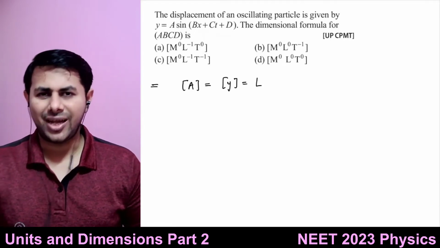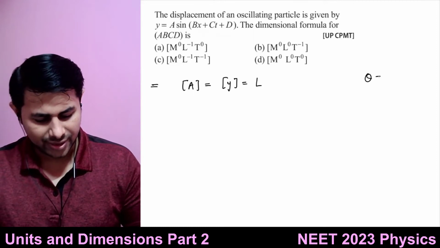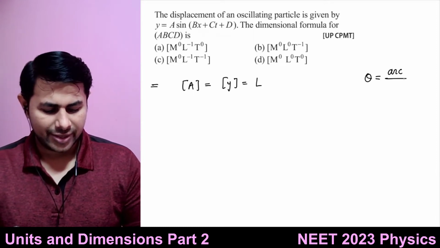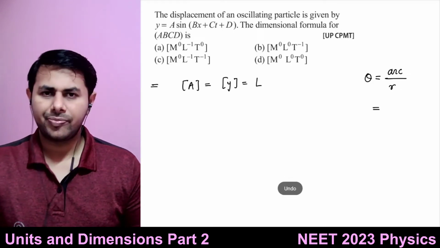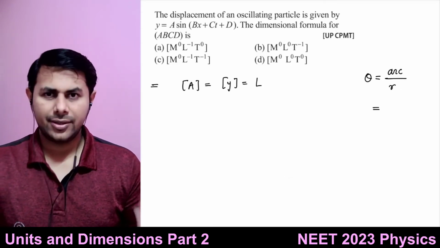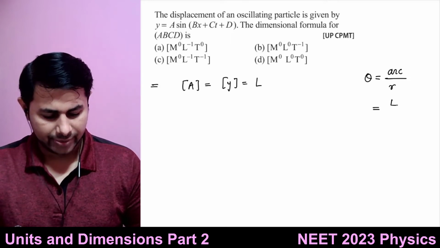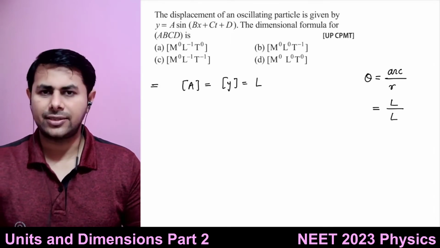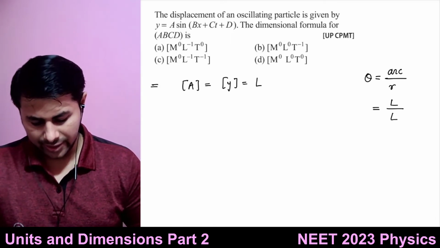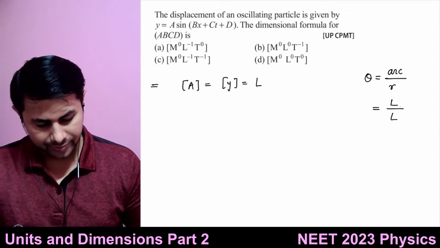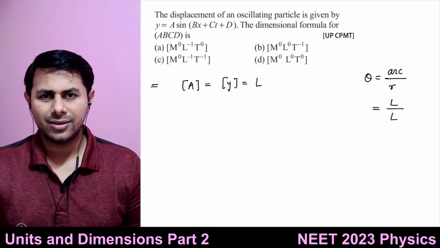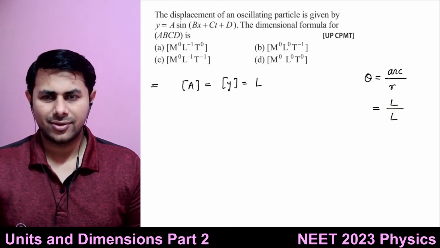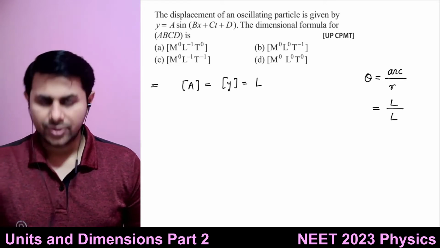How do we define angle? Theta equals arc divided by radius. The length of the arc has dimensions of length, and the radius also has dimensions of length, so length and length cancel out. So what are the dimensions of theta? It is dimensionless, it has no dimensions.